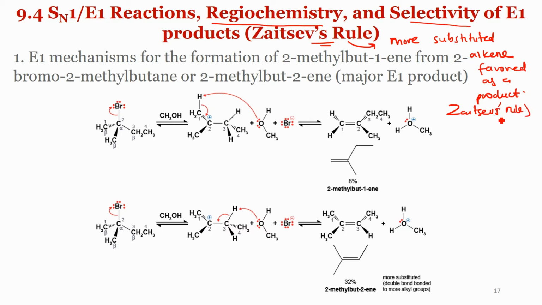Zaitsev's rule. So let's discuss this Zaitsev rule as pertains to E1. So, E1 mechanisms for formation of 2-methylbutene, or 2-methylbut-2-ene, which is this guy.